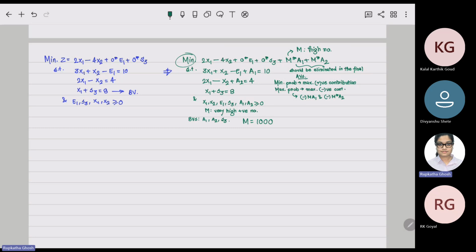Okay. Current basic variables are A1, A2, and S3. What are the current non-basic variables? The remaining ones: X1, X2, and E1. Yes, absolutely. A lot of times people do not account for those non-basic variables, but you have to. Okay.